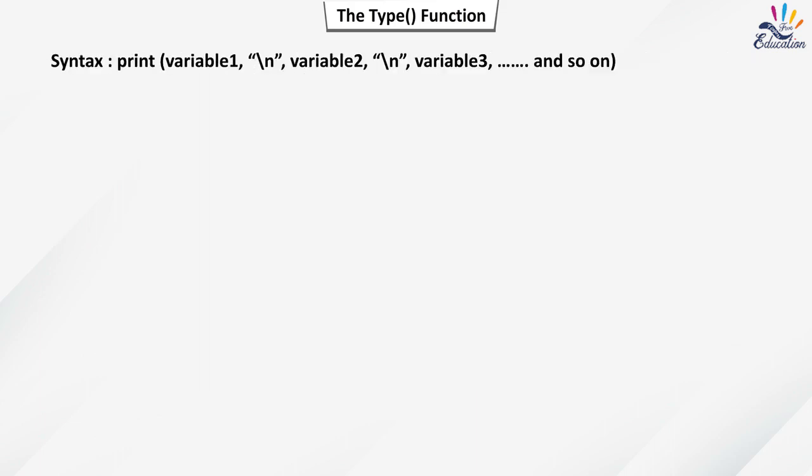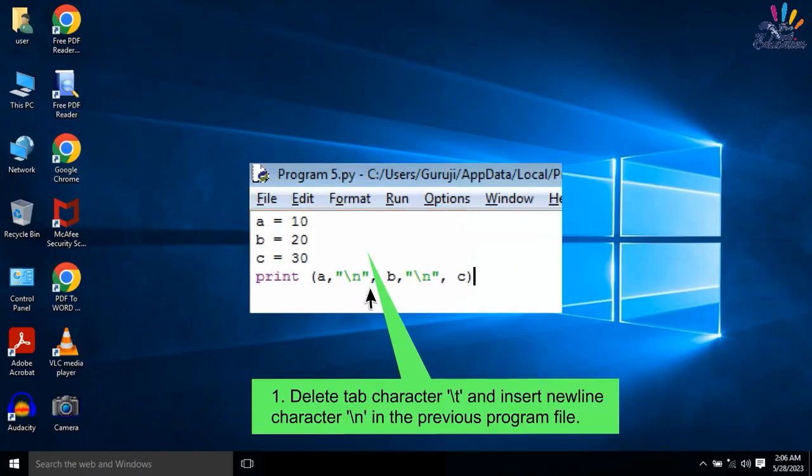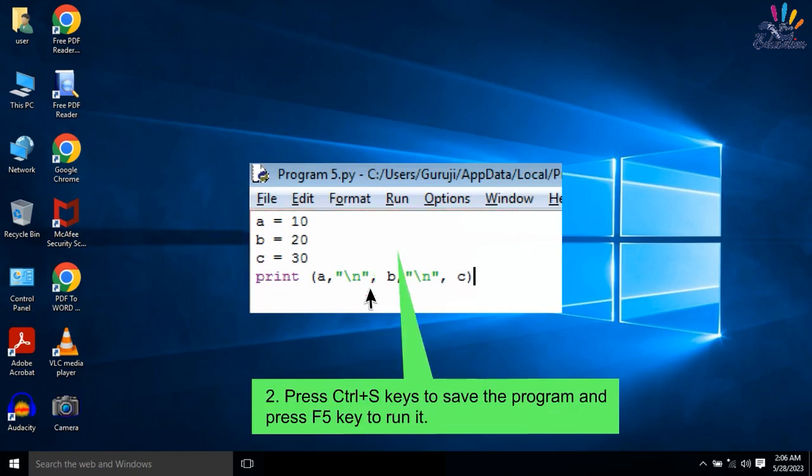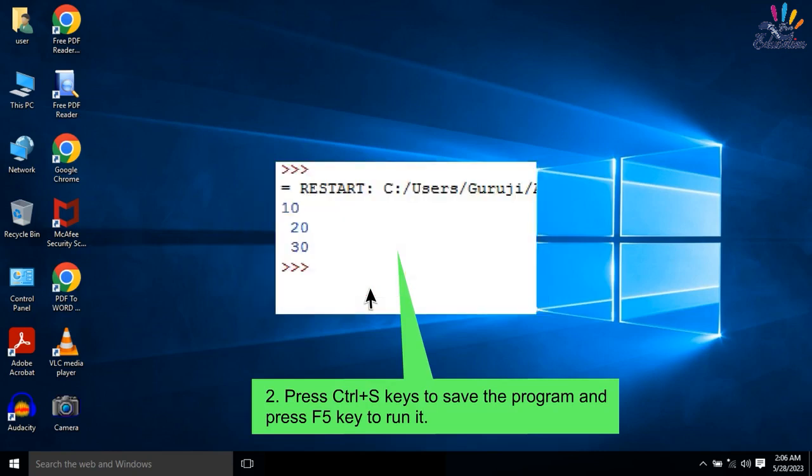Syntax: print value 1, \n, variable 2, \n, variable 3, and so on. Program 4. Using new line character \n with the print statement. Delete tab character \t and insert new line character \n in the previous program file. Press Ctrl plus S keys to save the program and press F5 key to run it.